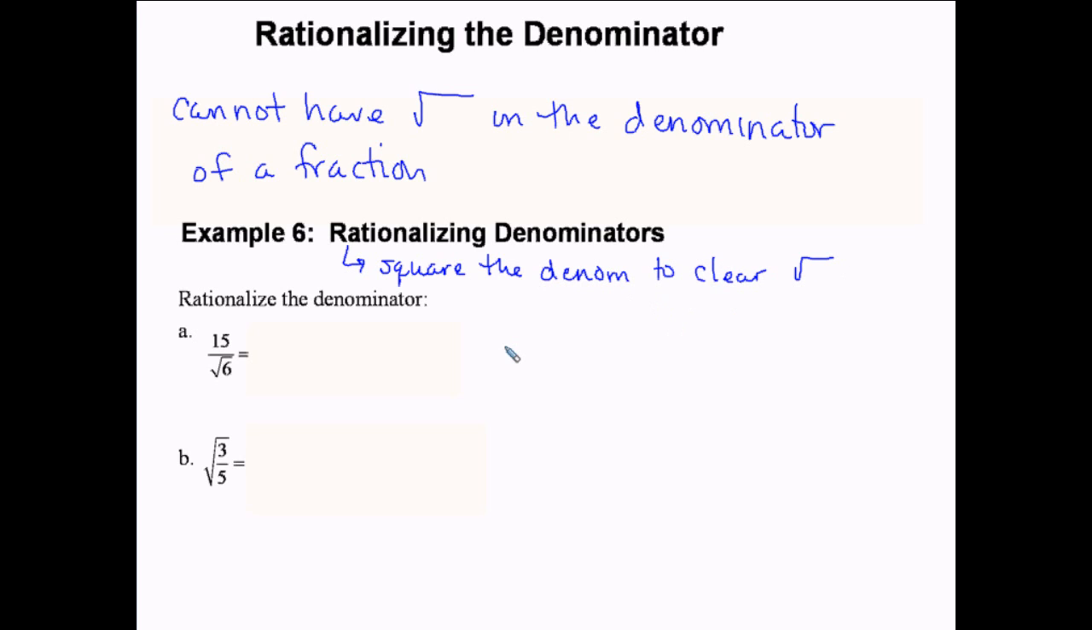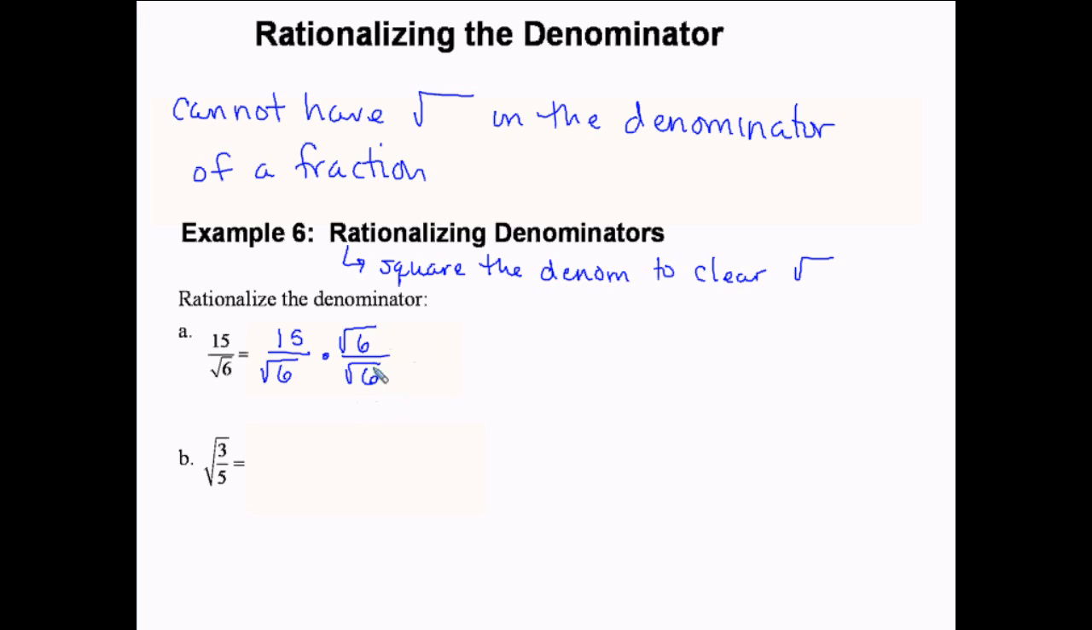Because if we square a square root, it goes away. Now to square this denominator, I need to multiply it by itself. I can't just multiply the bottom by the square root of 6, so I do it to the top as well, because this is the same thing as multiplying by 1, so it doesn't change anything.